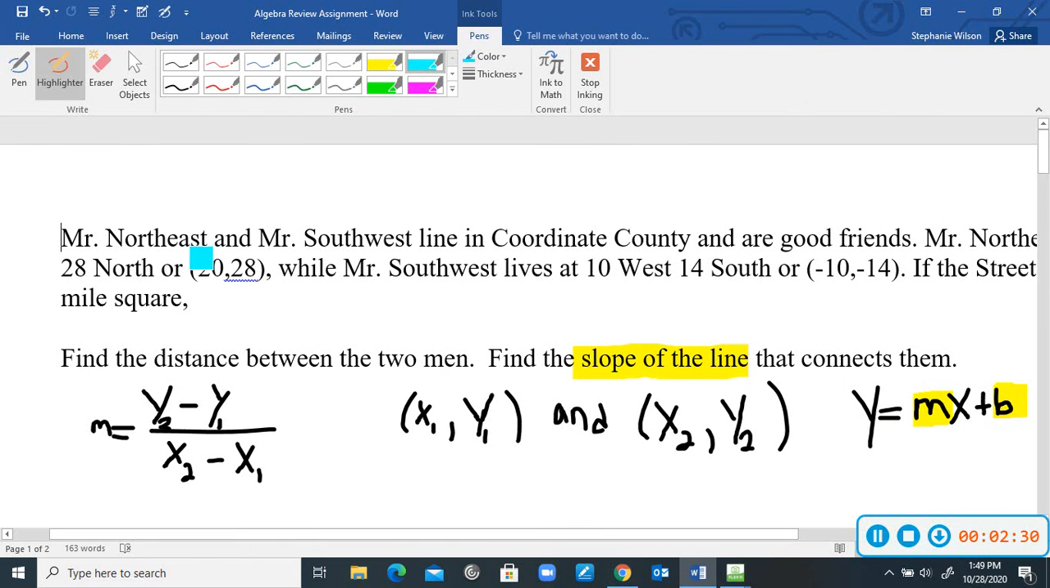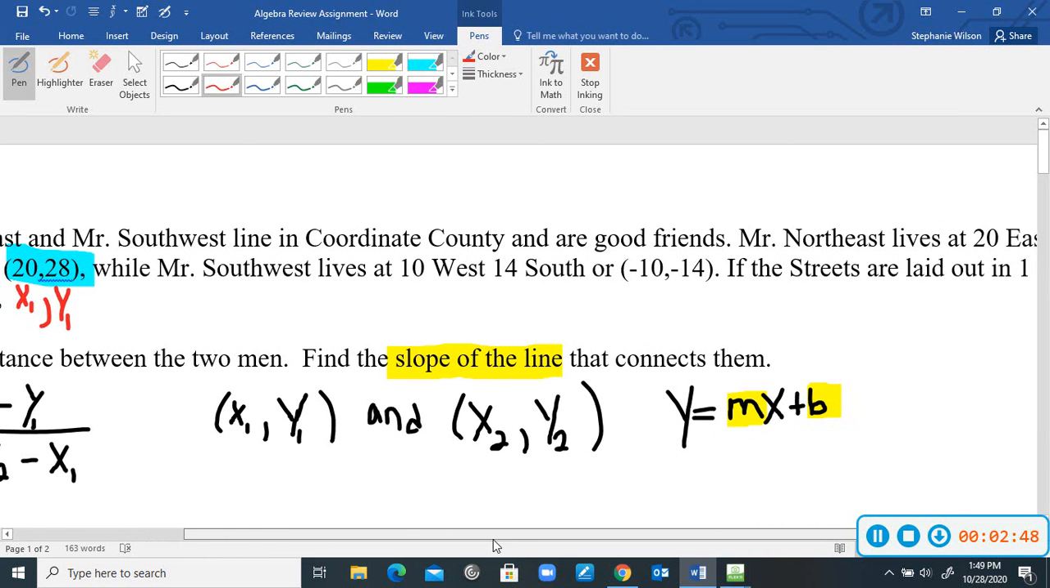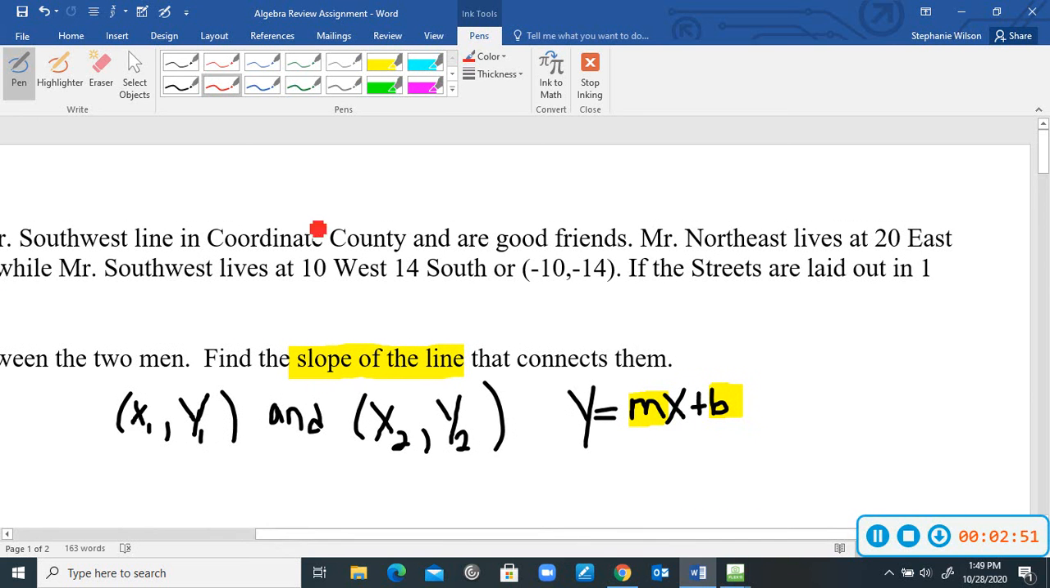So here's my ordered pair. I'm going to automatically call this my ordered pair of x subscript 1, comma, y subscript 1. So I'm going to let this be my first ordered pair. And then it says while Mr. Southwest lives 10 west, 14 south. So here is my ordered pair, and I'm going to call it my subscript 2. So now I have two ordered pairs, and that's all I need. I need two ordered pairs in order to graph a line.